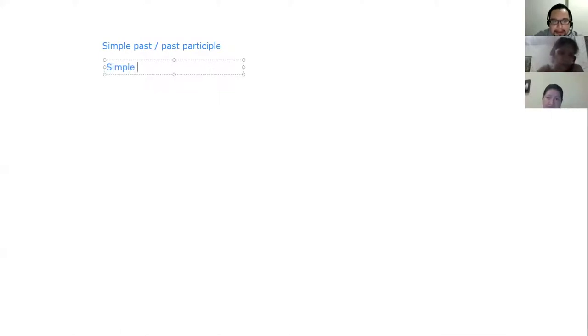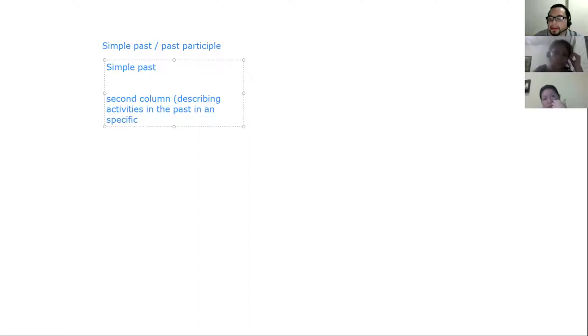Okay, we're going to start with the simple past, ya que we are going to use in this case the second column of the list that I gave you. Okay, I'm gonna put a second column. Why we use the second column? Because we are describing activities in the past in a specific point. Okay, so that's what we use, the simple past.